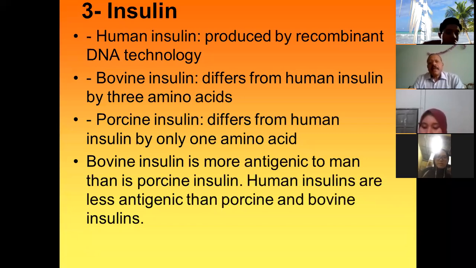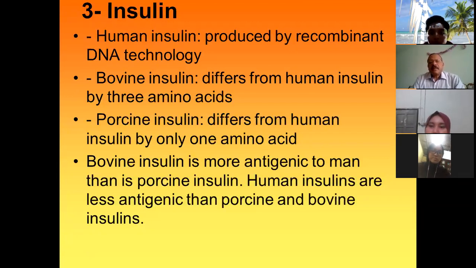Now we have what is known as human insulin, which is highly similar to the natural insulin. This human insulin is produced by what is known as genetic engineering, or recombinant DNA technology, one of the successful drug preparations and one of the early products in drug management by genetic engineering.